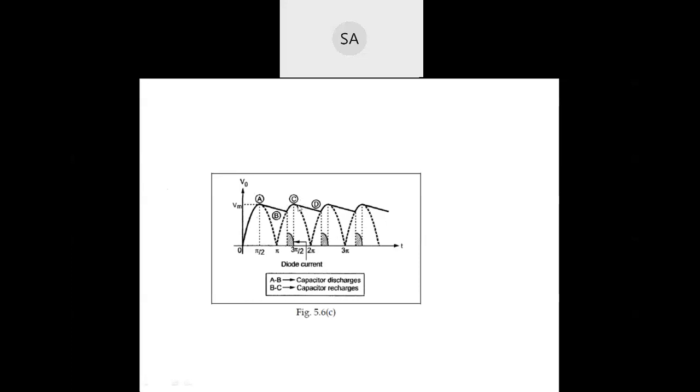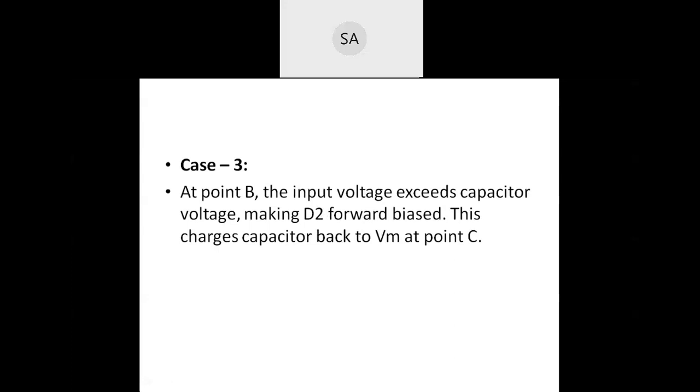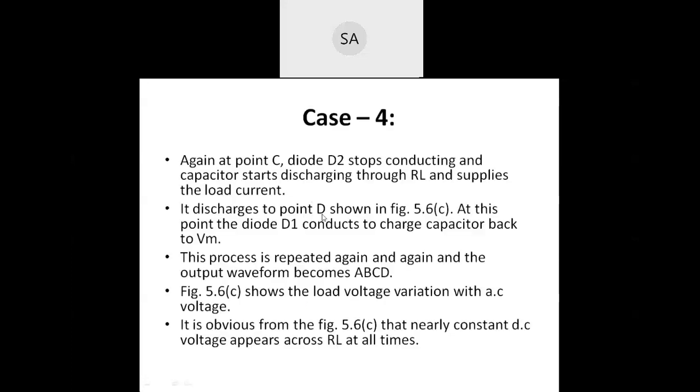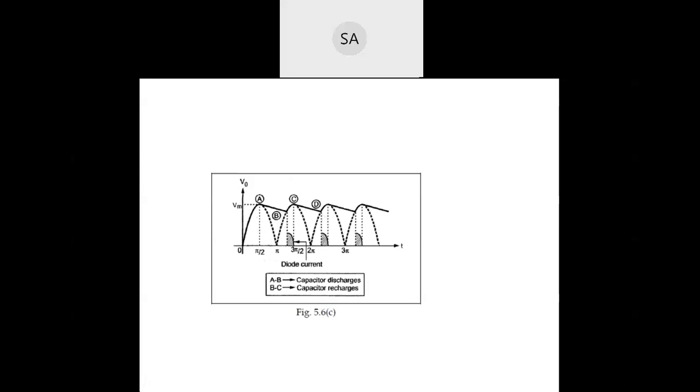After reaching this point, again the input voltage falls below the maximum voltage Vm. Then again the capacitor will discharge. Then again it will be above the input voltage, and the capacitor will be charged through the diode D1. Like this the process continues. This charges the capacitor back to Vm at point C. So A to B is the discharging path and B to C is the capacitor charging path. C to D is discharging and afterwards again it will be charging. So this process will be continuous.